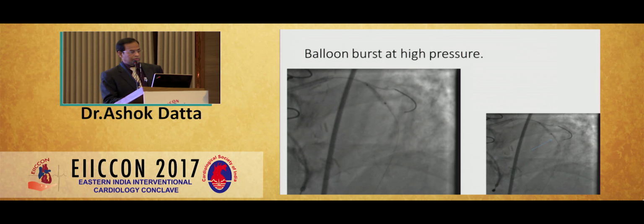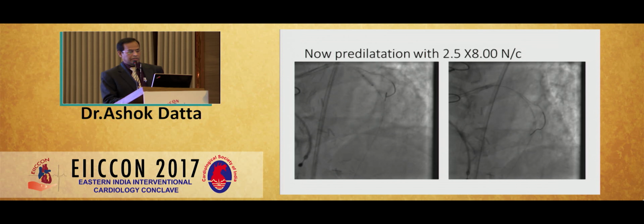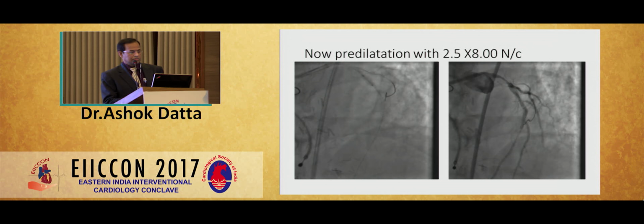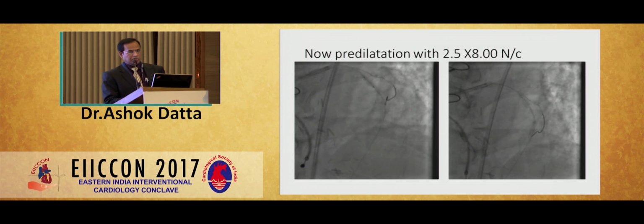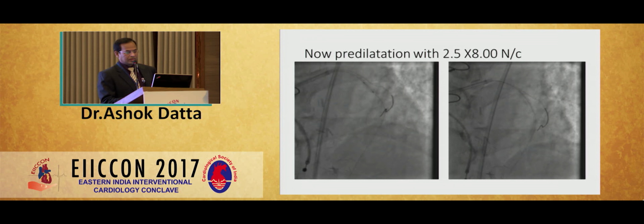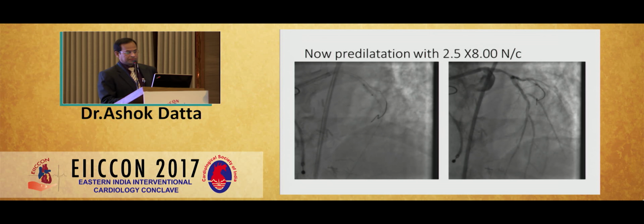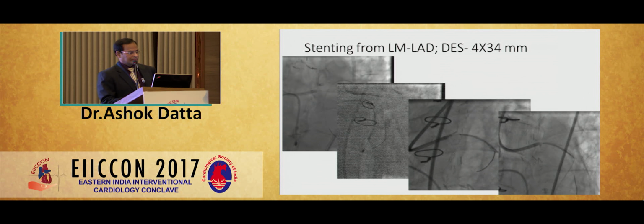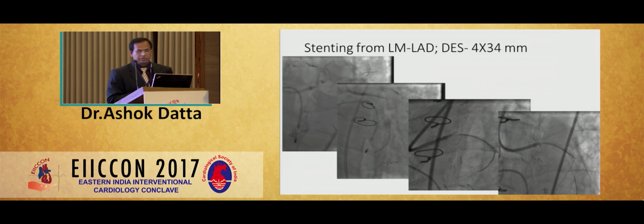So we took a 2.5 by 8 millimeter NC balloon, pre-dilated once again, with better result. Now stenting from left main to LAD, 4 into 34 Xience LAD.